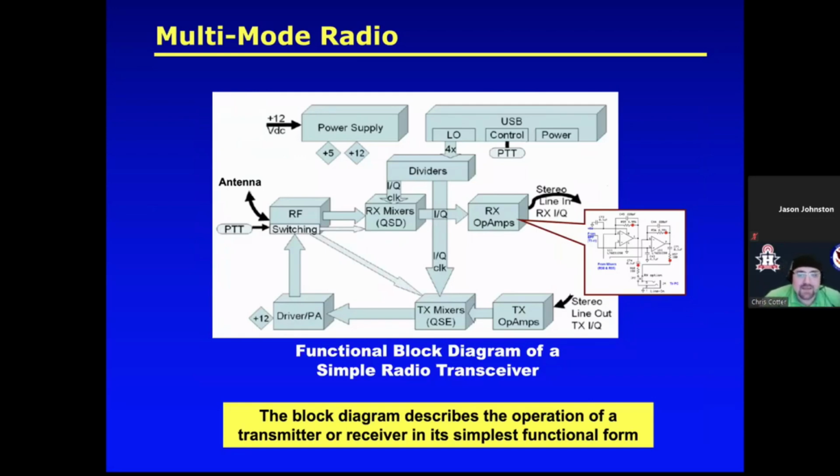This basically gives you an overview of what each individual piece of that transceiver does. So there's your power supply and your mixers and everything like that. That is the way this just basically shows you the components and how they work together. This is called a functional block diagram. This block diagram describes the operation of a transmitter receiver in its most simple functional forms. So that is how we can basically break that down.